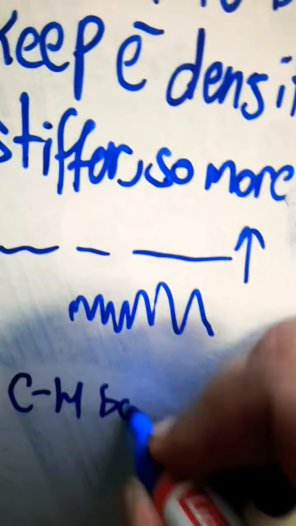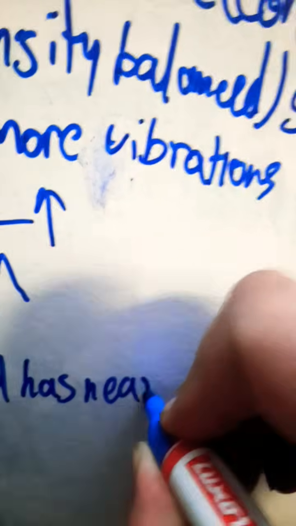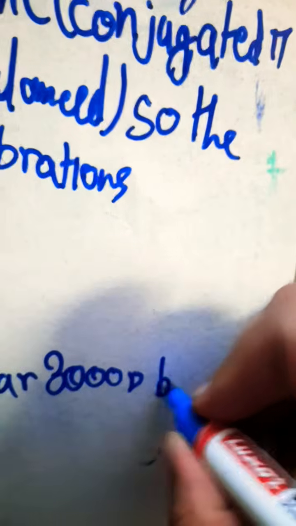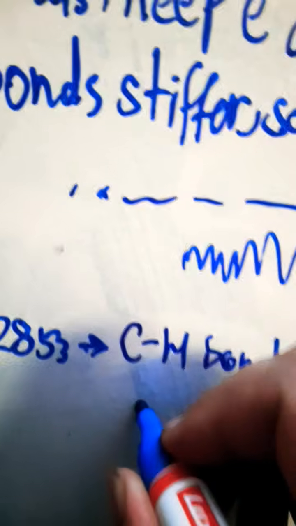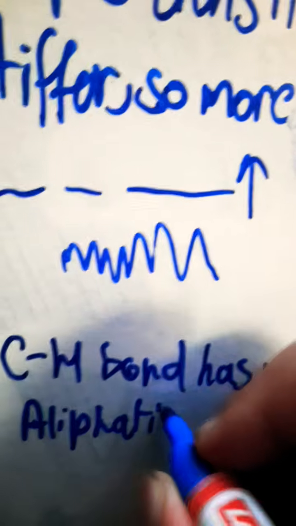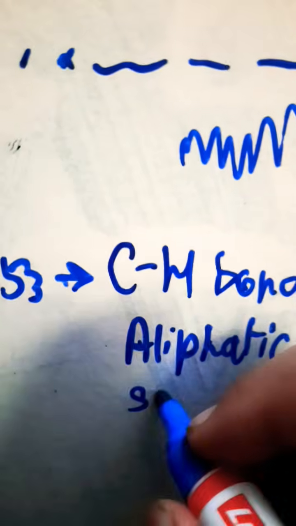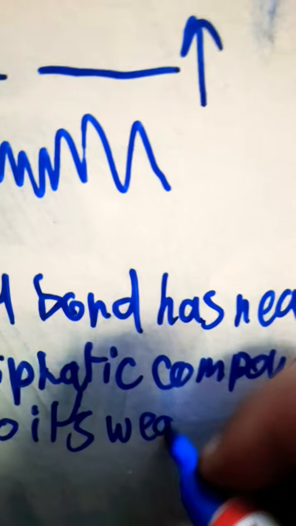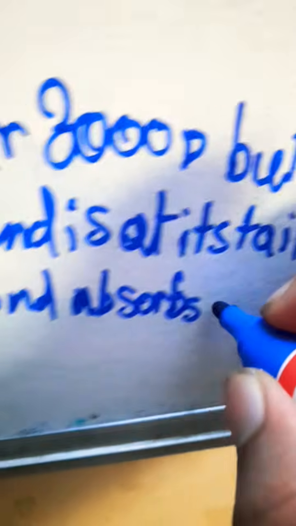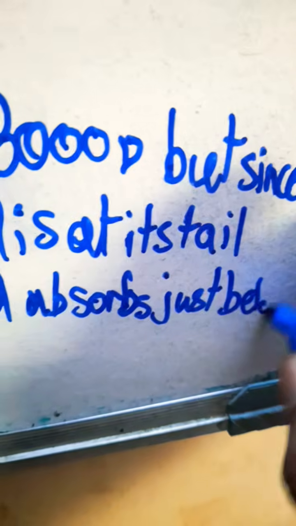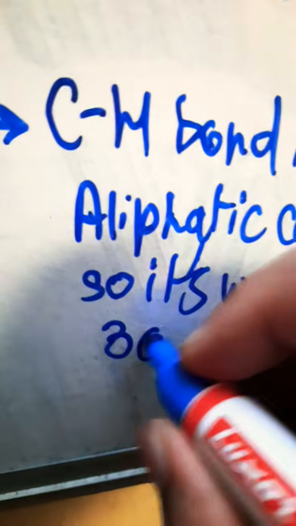So by the way, we're talking about the C-H aliphatic compound, which is around 2962 to 2853, because this is also a standard C-H bond, which has a frequency near 3000. But since the aliphatic compound is at its tail, it is a weaker bond, so it absorbs just below 3000. It's just like finding clues and catching the culprit in a detective game.